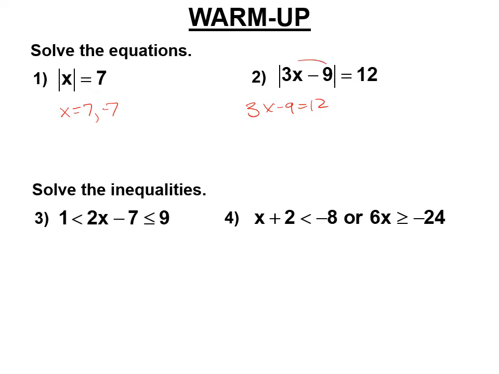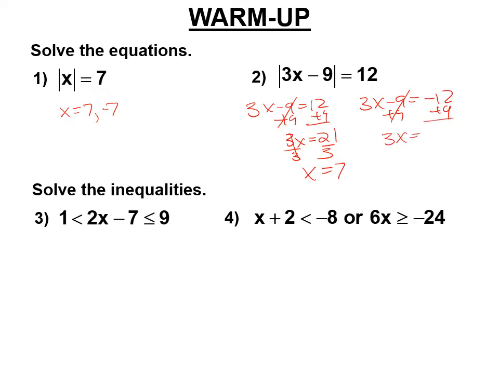3x minus 9 could be positive 12, but if 3x minus 9 equaled -12, that would also make that true. There are two solutions. So we solve it twice. You end up doing the same thing, adding 9 to both sides. Here you get 3x equals 21. Divide both sides by 3, and x equals 7. On this side, you get 3x equals -12 plus 9 equals -3. Divide by 3, and x equals -1. So x could be -1 or 7. Notice that the answers are not always opposites.